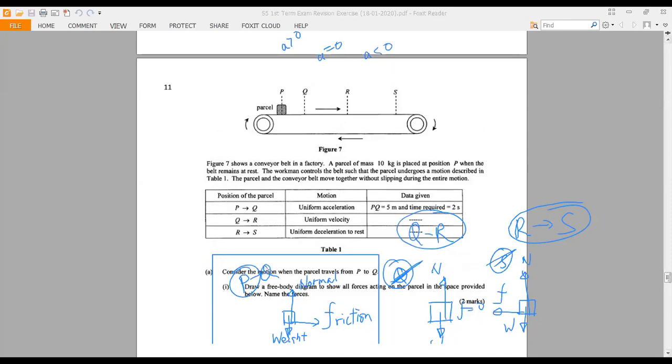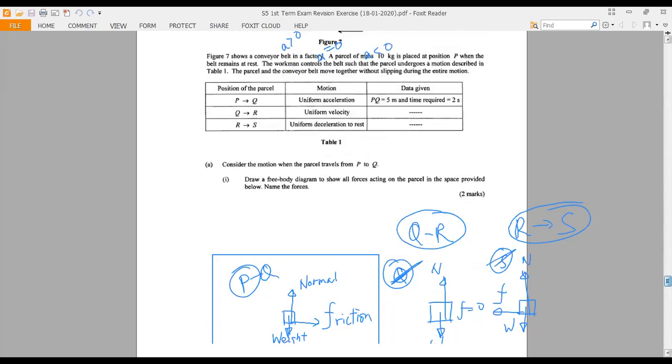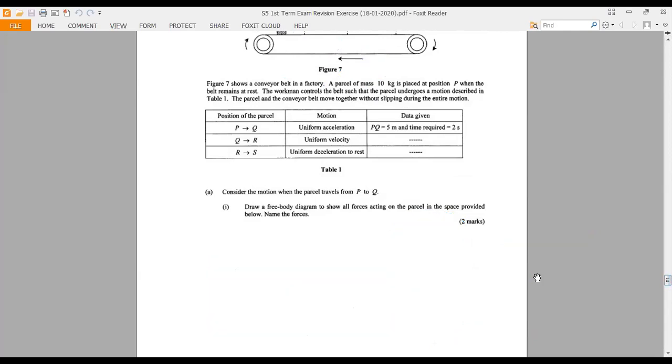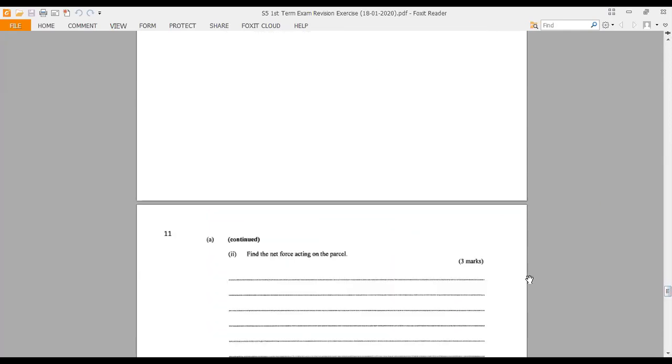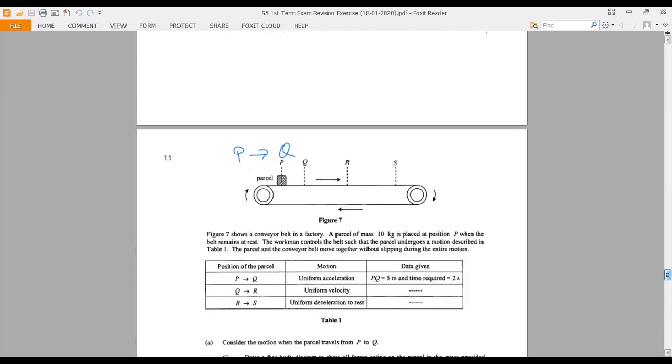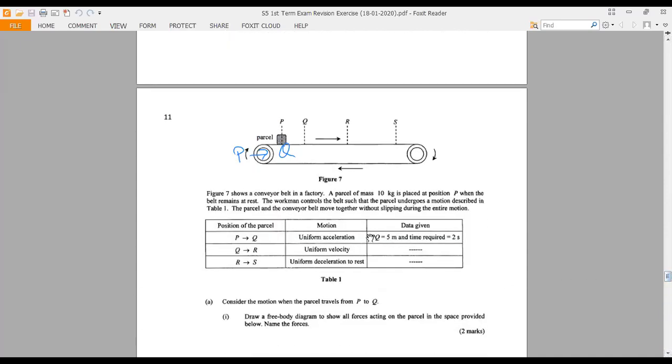Okay, so that's the question part A1, the free body diagram. Secondly, find the net force acting on the parcel. Now, this is still on the part P to Q. So what information we got from the question? 5 meters, 2 seconds.